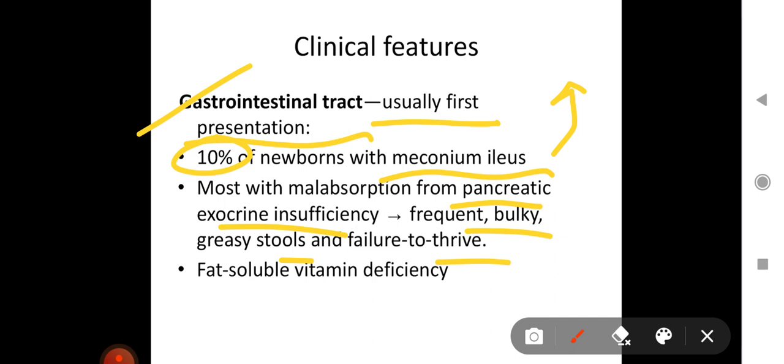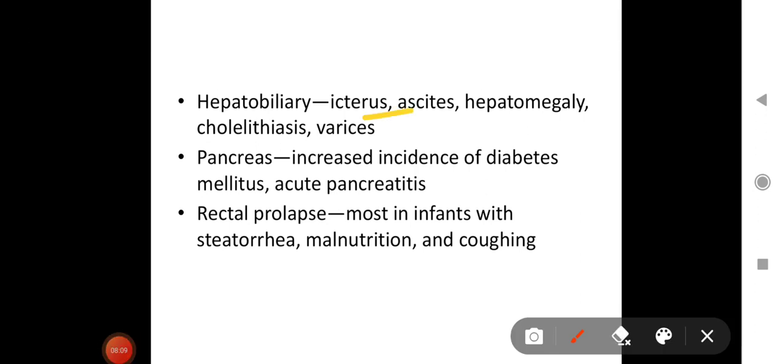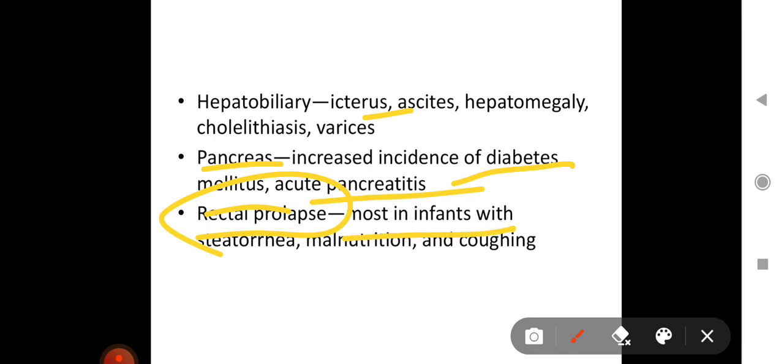So another clinical finding: the patient comes to you with failure to thrive, not gaining weight and height, and the complaint from the parents is that the stool frequency is increased, bulky in nature, and greasy. So you have to suspect cystic fibrosis in such cases. Fat soluble vitamin deficiency, that is A, D, E, and K deficiency. Hepatobiliary icterus, ascites, hepatomegaly or cholelithiasis may be seen. In the pancreas, there is increased incidence of diabetes mellitus and acute pancreatitis in such patients. These patients may also present with rectal polyps, mostly in infantile age. It's steatorrhea, malnutrition, and coughing.